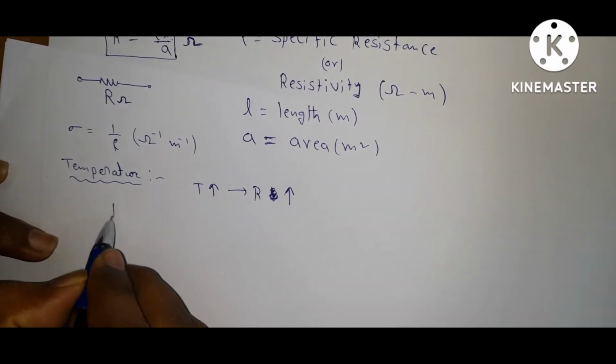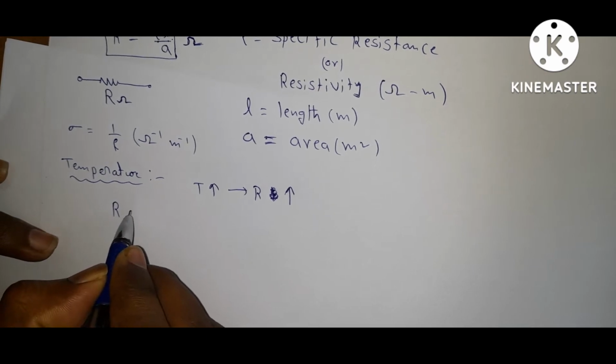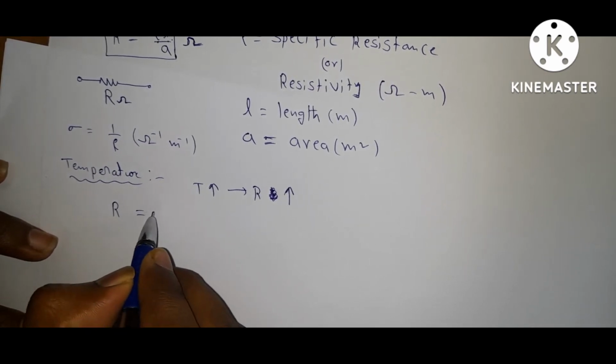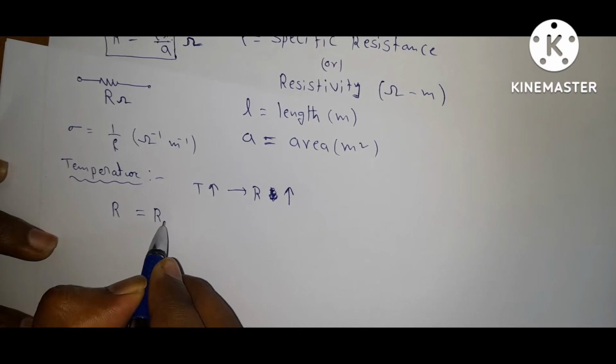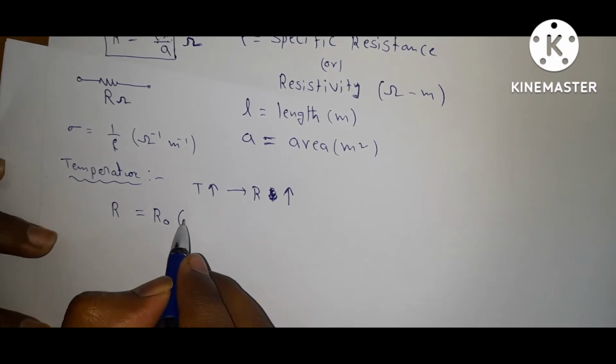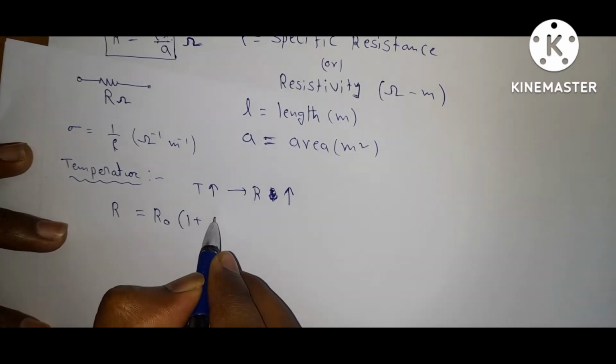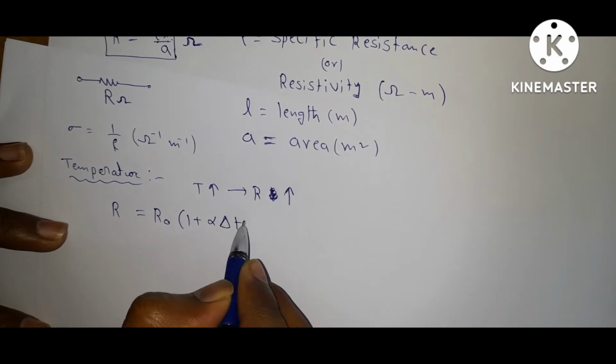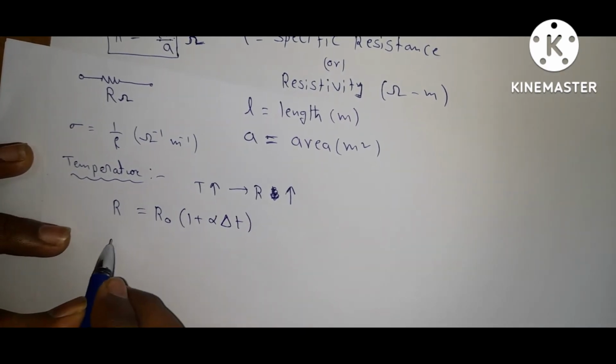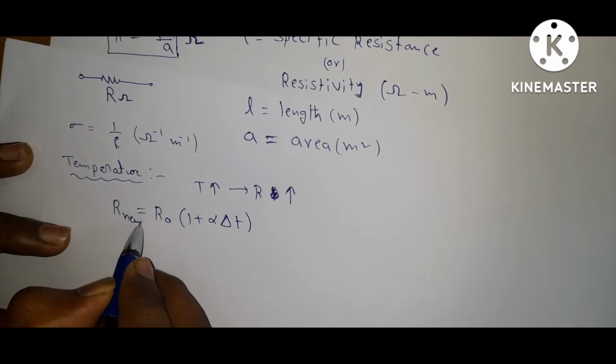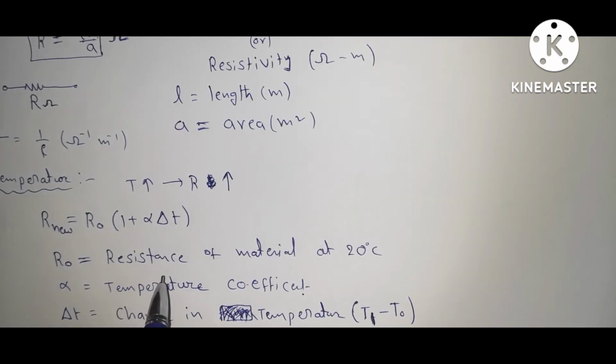So the formula for resistance, if it depends on temperature, is R naught into 1 plus alpha into delta T. This is the new value. Here R naught is the resistance of the material at 20 degrees centigrade, alpha is the temperature coefficient, delta T is the change in temperature, that is T1 minus T0.